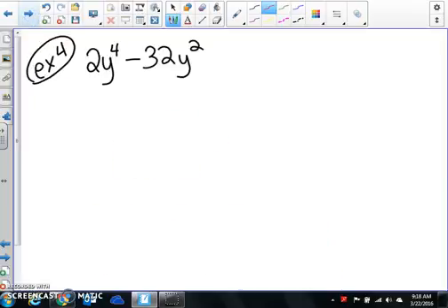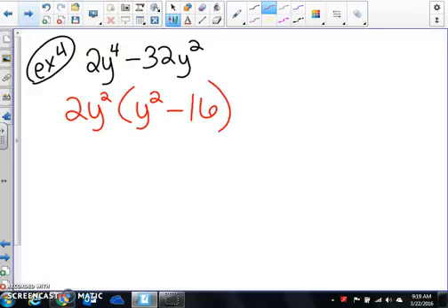Once again, always find your GCF first. So I can take out a 2, and then if I'm looking at my variables, I can actually take out a y squared as well, leaving me with 2 divided by 2 is 1. I had 4 y's. I took 2 of them away, so y squared. Negative 32 divided by 2 is a negative 16. Y squared divided by y squared is just 1.